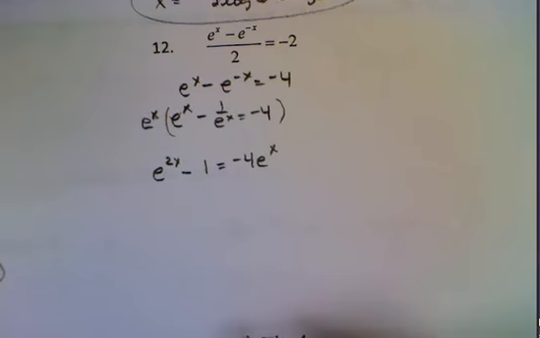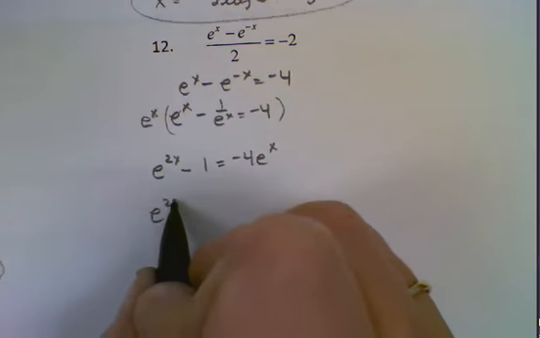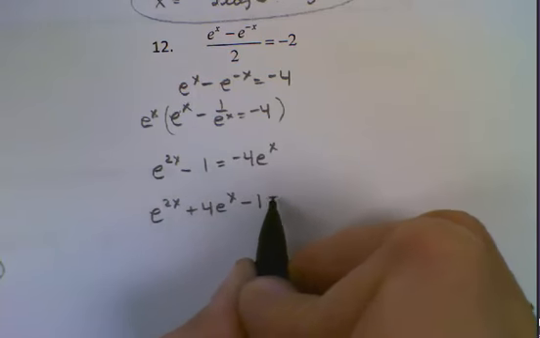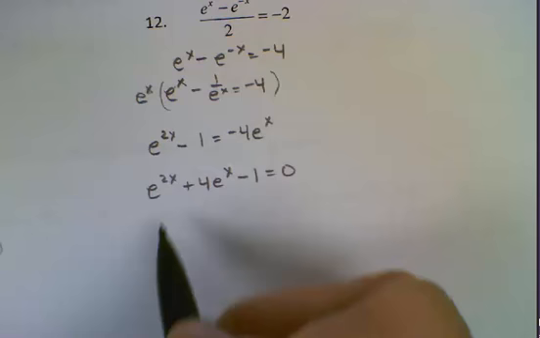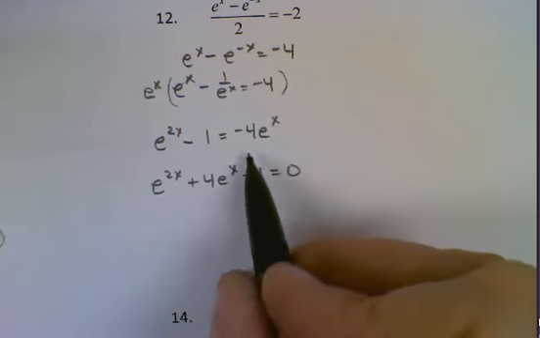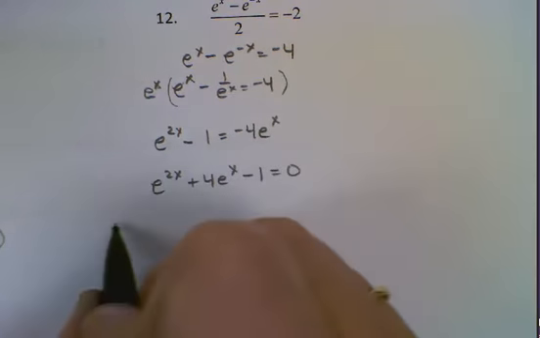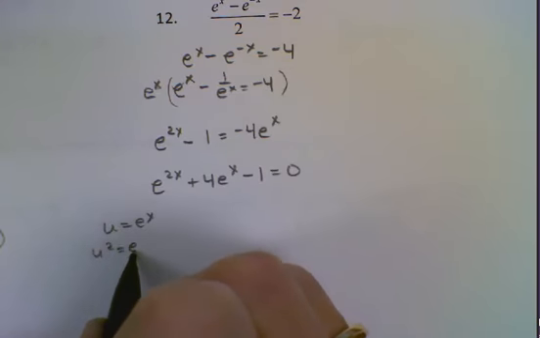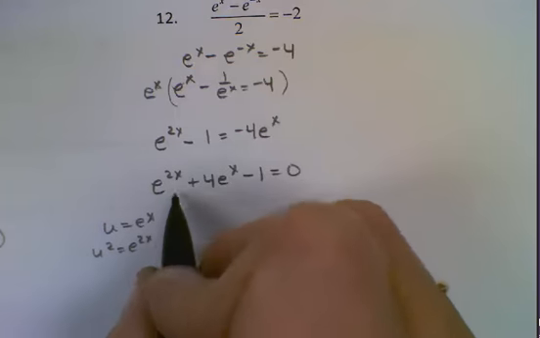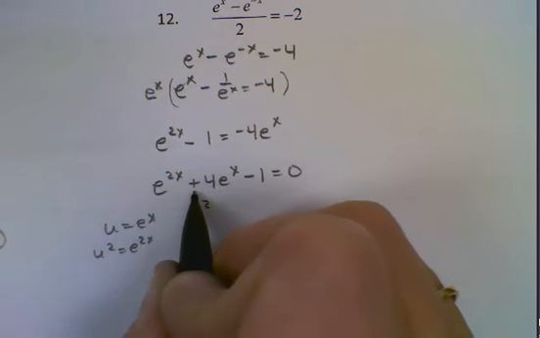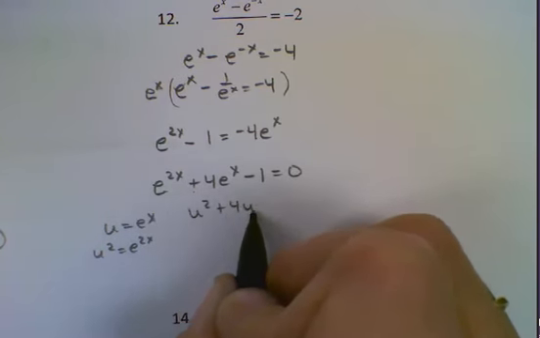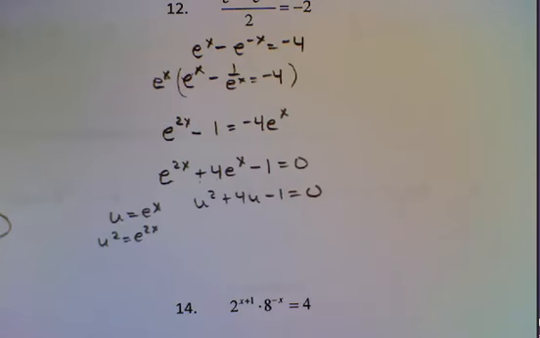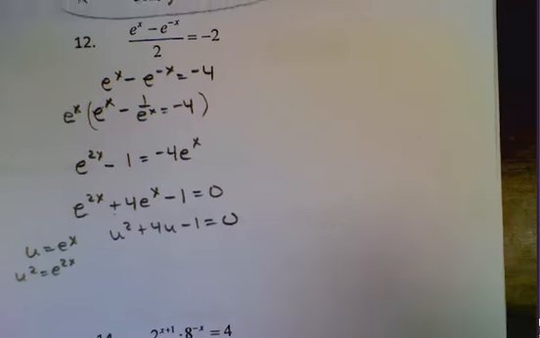So we add the 4e to the x, so it's e to the 2x plus 4e to the x minus 1 equals 0. So now again, this is my squared term, this is my u term. So I'm going to let u be e to the x, then u squared is e to the 2x. Which makes sense, then this would be u squared plus 4u minus 1. And this one doesn't factor. So this one I have to use the quadratic formula.